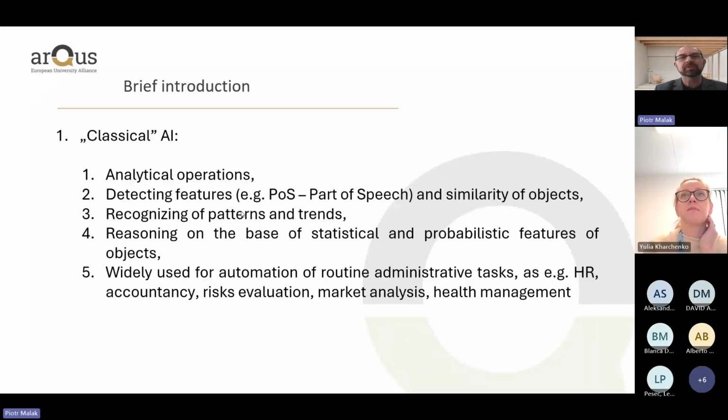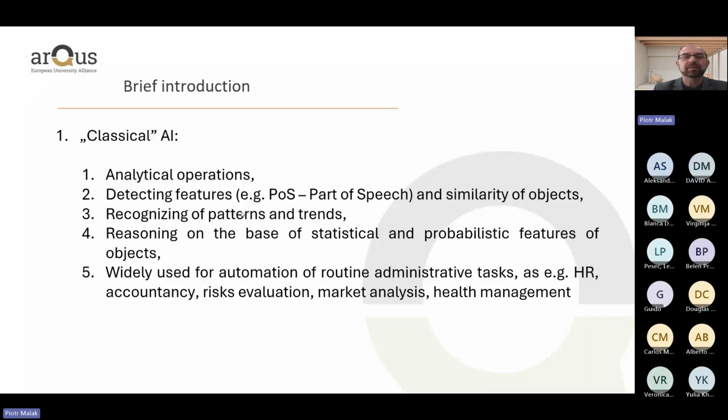From the humanistic perspective, which I represent, we can talk about part-of-speech analysis by machine learning and other artificial intelligence tools, finding similarity of objects, and, as I mentioned, recognizing patterns and trends. A trend is always also a pattern, but scalable in time. Reasoning on the basis of statistical or probabilistic features of objects. As an object, we treat any entity from the real or non-real world that can be described by a certain set of features, which on one side can generate an object as a class, but on the other hand, can distinguish individual objects by differences in the features.